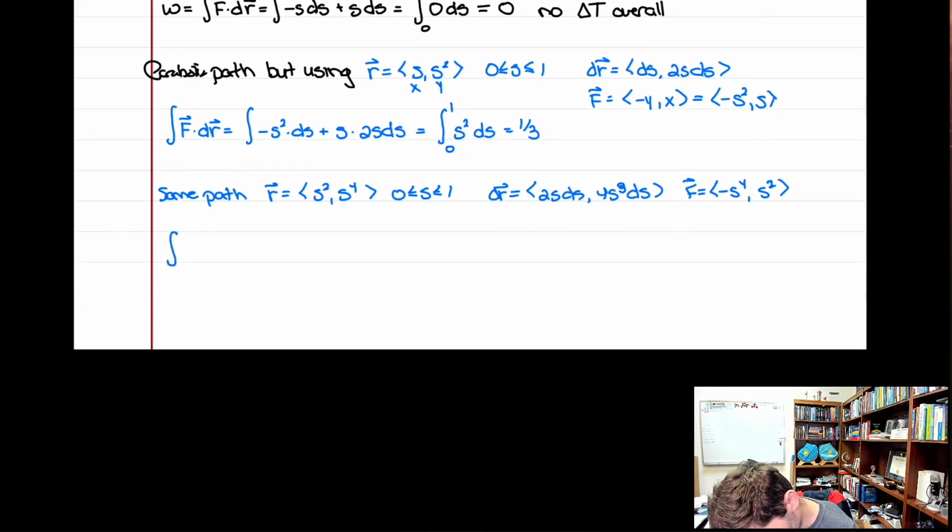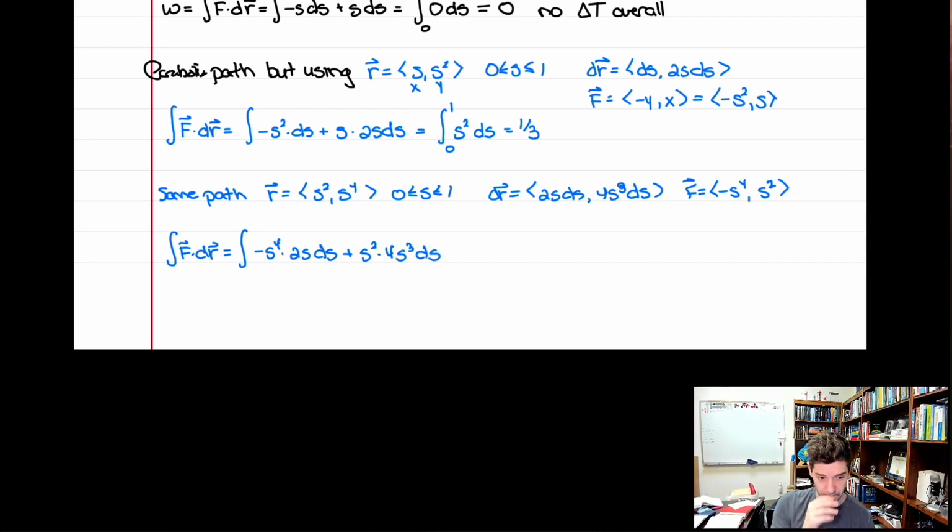Then it looks like the integral of f dot dr is going to be negative s to the fourth dotted with 2s ds plus s squared times 4s cubed ds. Once I do the dot product, both of those become s to the fifth power. There's a negative 2 and then a plus 4, so this is 2s to the fifth ds, again, as s goes from 0 to 1.